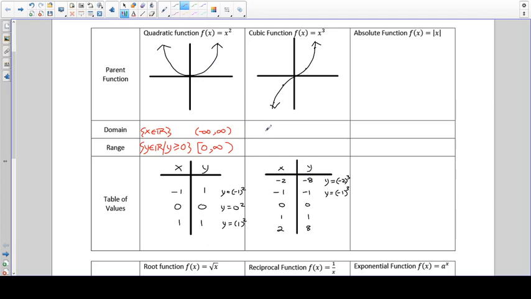Domain. Obviously, no limitation to the left, no limitation to the right. We know it's going to be -infinity to +infinity. For range, you can keep going down, you can keep going up. Again, no limitation. So it's going to be -infinity to +infinity.